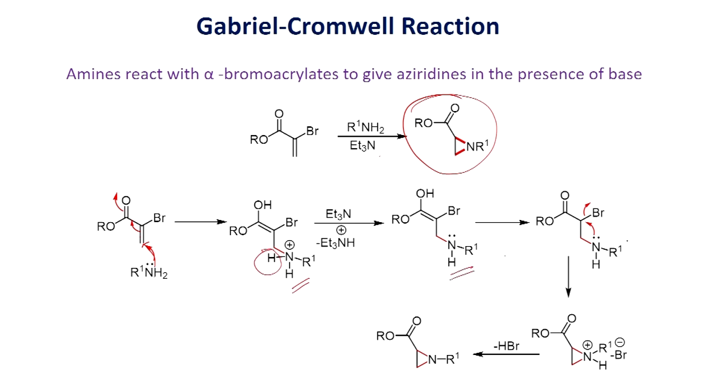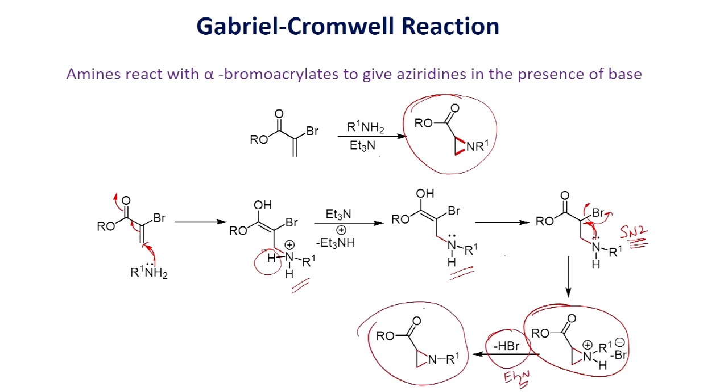This can readily convert into this intermediate. Once you form this one, now the amine intramolecularly reacts with this bromine, as you can see, via SN2 pathway, then you will be able to generate this azetidine salt. Once you form this salt, this can lose HBr, since you carry out the reaction in the presence of base, then you will be able to get this activated azetidine. So this is one of the effective routes.